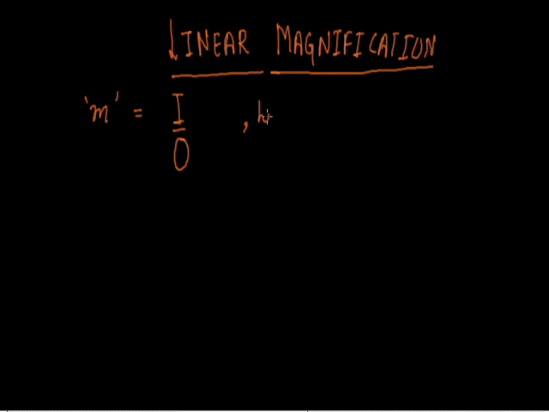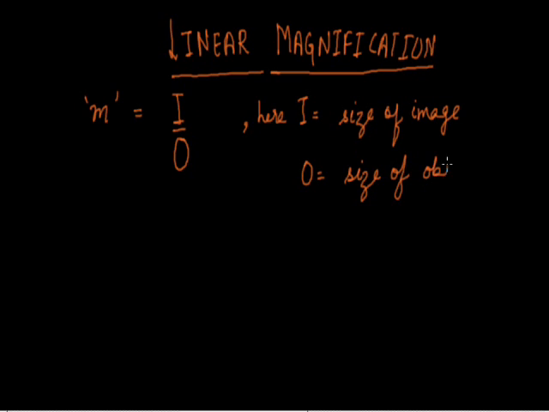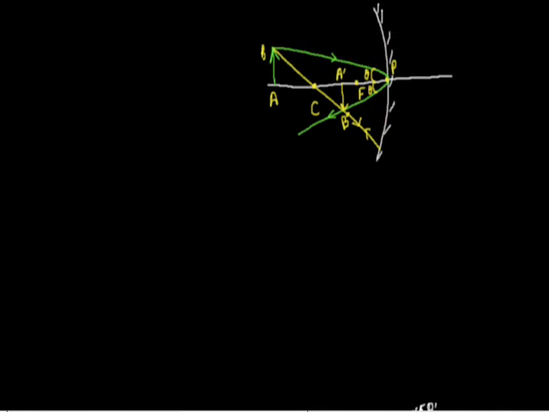Here, I is the size of the image, or the height of the image, and O is the size of the object. So here we want to find out the relationship for the linear magnification. So let's go through a mathematical derivation.